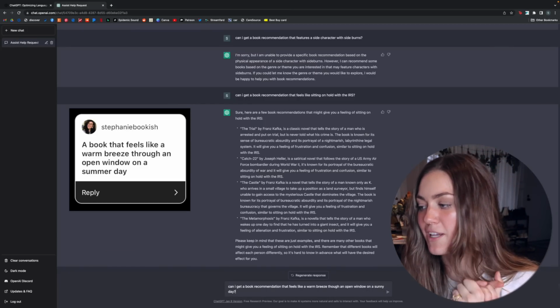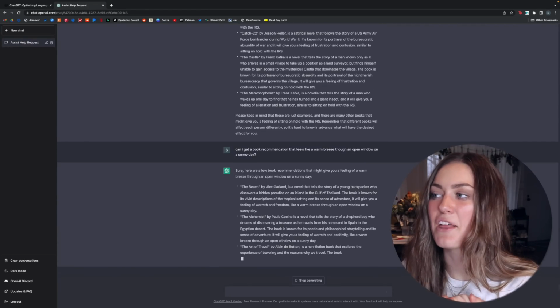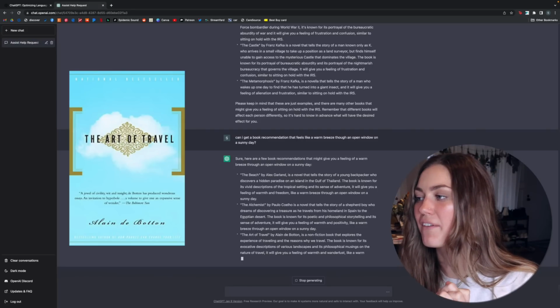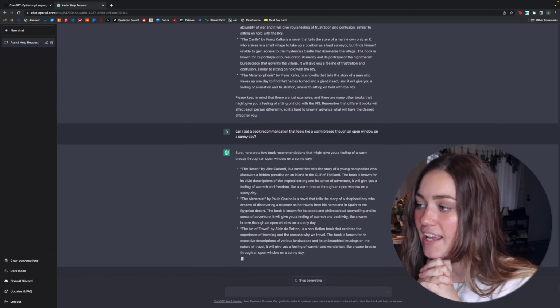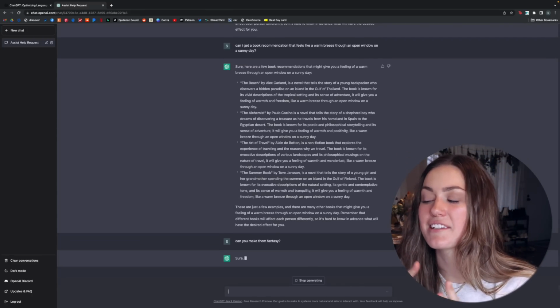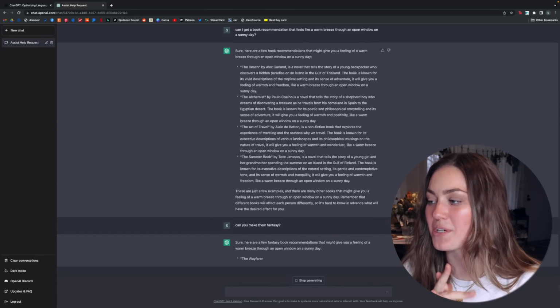Can I get a book recommendation that feels like a warm breeze through an open window on a sunny day? And they said The Beach by Alex Garland, The Alchemist by Paulo Coelho, The Art of Travel by Alain de Botton, and The Summer Book by Tove Jansson. And I went ahead and asked, can you make them fantasy? That's more of the vein that I want to go down.